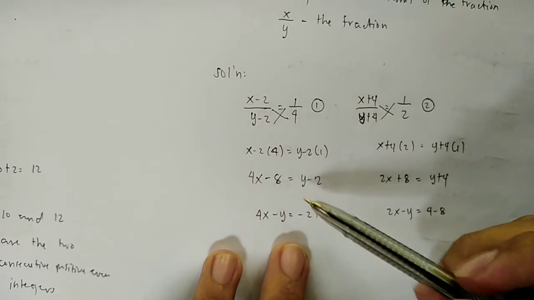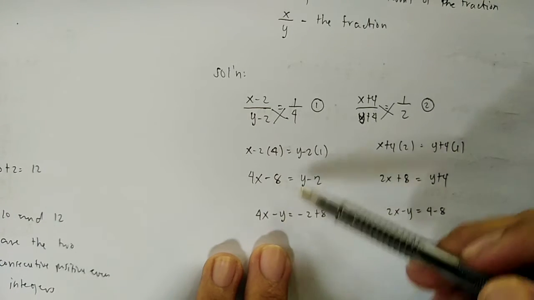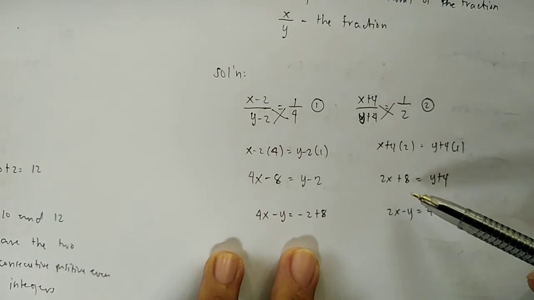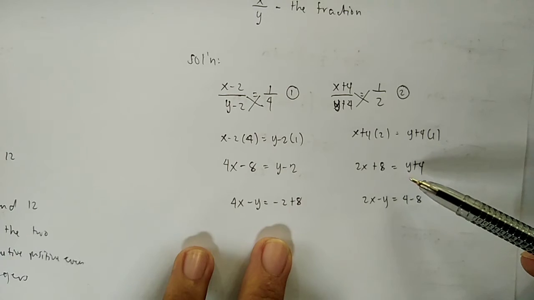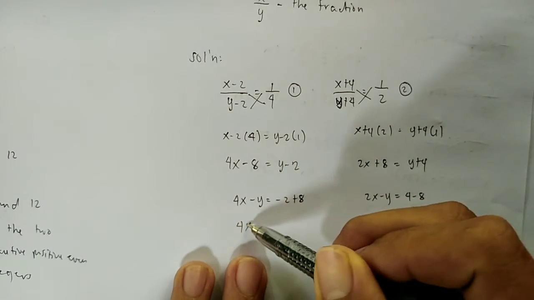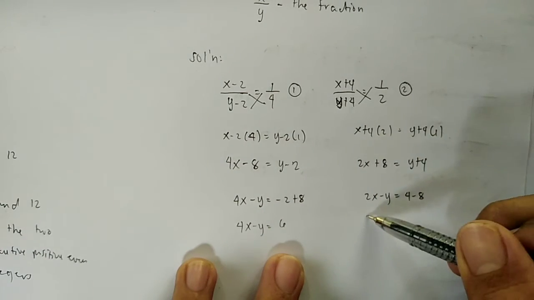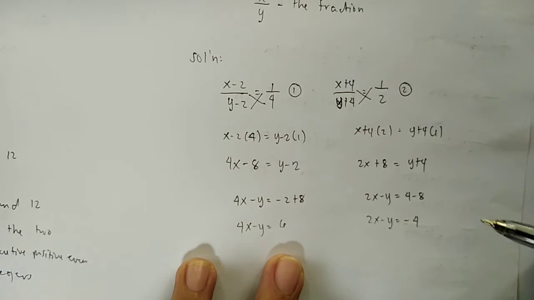Okay, so here, if we transfer positive y to the other side, it will become negative y. And negative 8 transferred to the other side will become positive 8. And the same procedure that we did in the second equation. So we have to simplify this one further. So we have 4x minus y is equal to negative 2 plus 8, that is 6. Then on the second equation, we have 4 minus 8, that is negative 4.